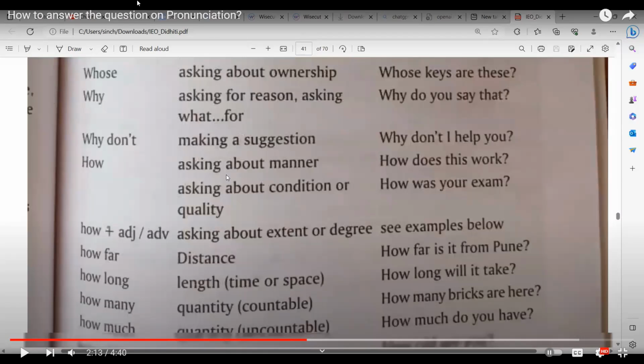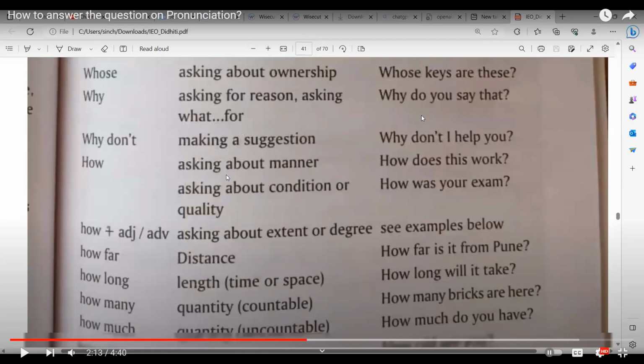Okay. Amadou, can you read this one? Ma'am, can I tell an example? No, first read it better. Asking about ownership. Very good. So, what do we write about whose? When we ask a question using whose, we are asking about the ownership. For example, if we say that this pen belongs to Amoto, then the question will be whose pen is this?